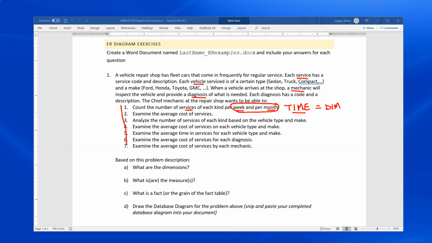Okay. So to keep the videos rather short, I'm going to pause right here, and I will continue with discussions on what are the dimensions and what are the measures of this particular project.